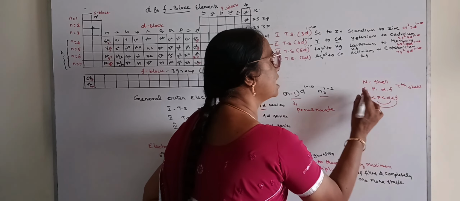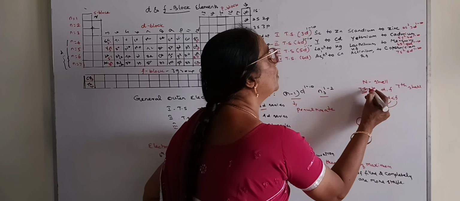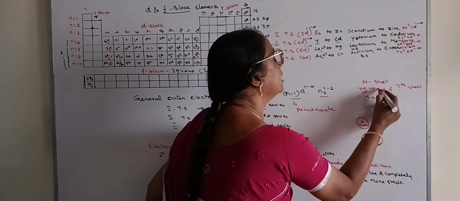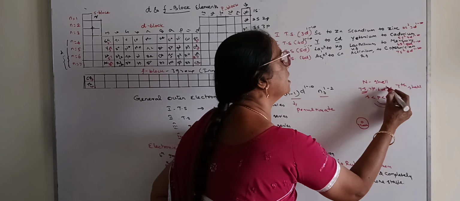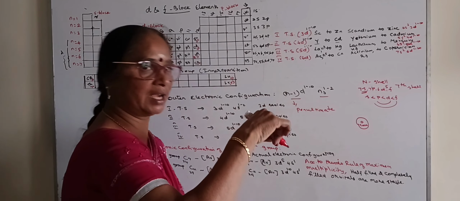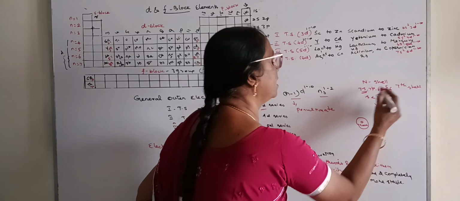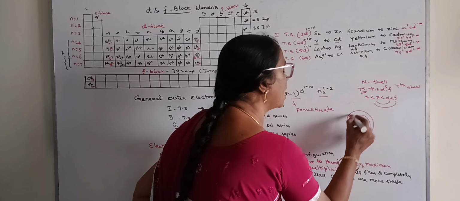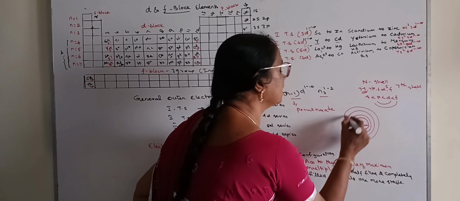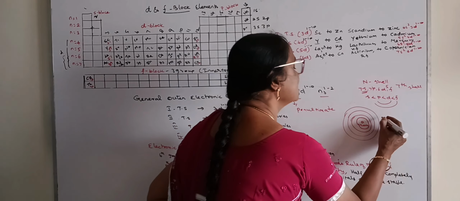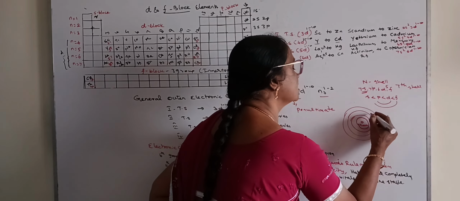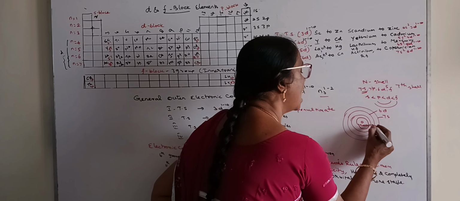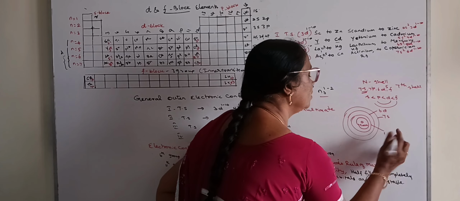So the 7th shell: S orbital is 7s, P orbital 7p, but D orbital is 6d and F orbital becomes 5f. So how can I designate? The F orbital comes first, followed by the D orbital, and after that only the S orbital. So if I say this is 7s, this will be 6d and this will be 5f.